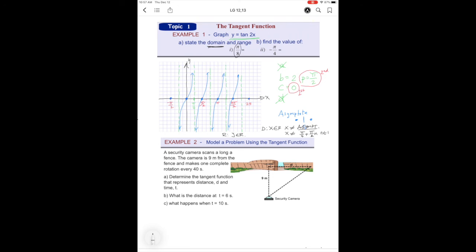All right. Now for the value of pi over 8, you're just injecting that into the x right here. You type it into your calculator and you should get a value of 1. And if you punch this one in, hopefully you got an error, which is undefined. And why? Because it's an asymptote.